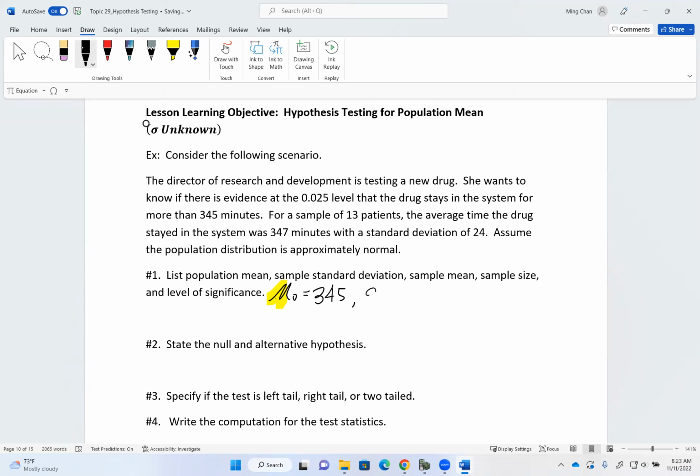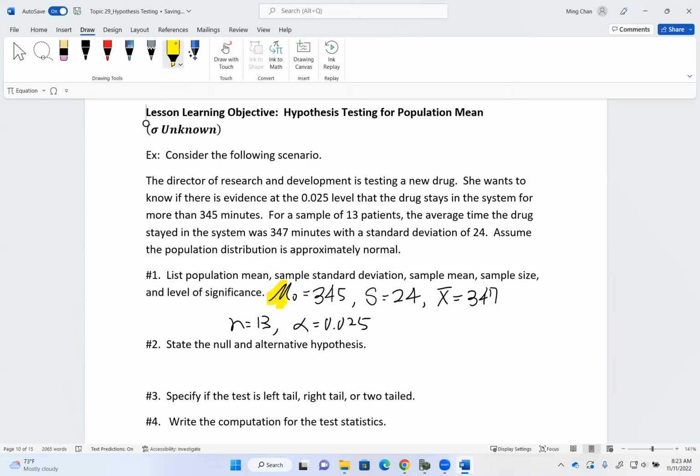Your sample standard deviation is 24. The sample mean is 347. Sample size is only 13, so it's less than 30, but since they told us the population distribution is approximately normal, we can still go forward with this hypothesis testing. And the level of significance alpha is going to be 0.025.